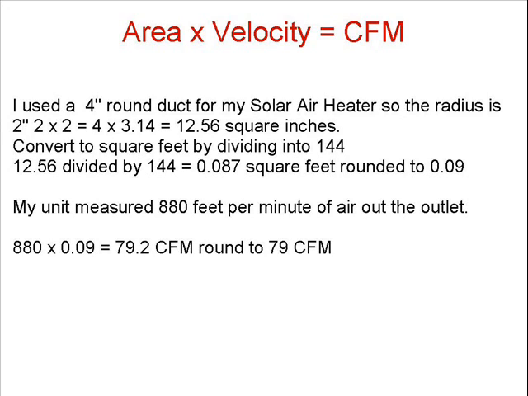2 times 2 equals 4, times pi, which is 3.14, gave me 12.56 square inches. Convert square inches to square feet by dividing by 144, which gave me 0.09. My unit measured about 880 feet per minute of air out the outlet. 880 feet times 0.09 gave me about 79 cubic feet a minute.